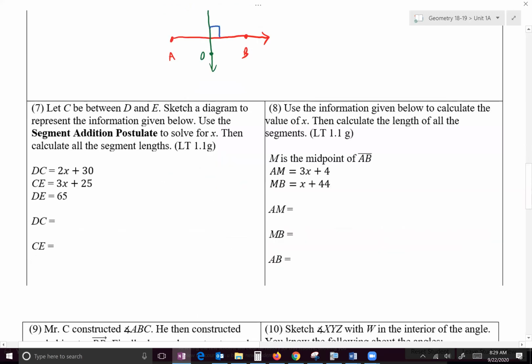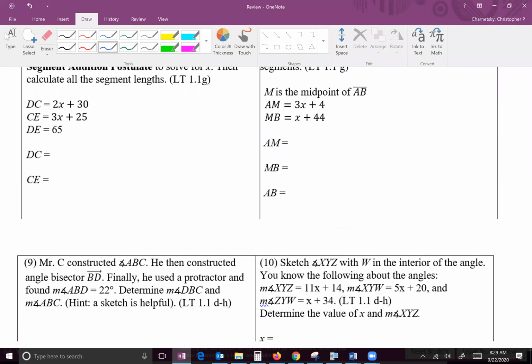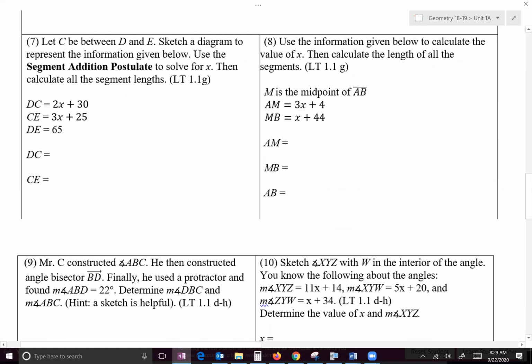Moving on. Okay. So we have this problem here. So what makes this one different is that we don't have a picture. So that's the first thing we're going to draw. We have C is in between D and E. So I want to actually draw that. Do a little better than that. So here's D, here's E, and somewhere in the middle, we don't know if it's exactly in the middle, there's C. Okay.